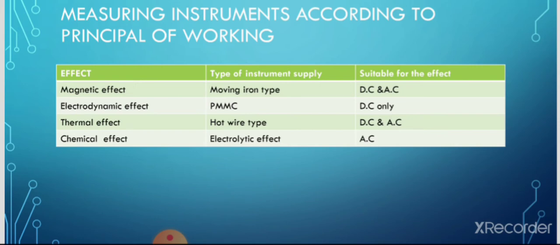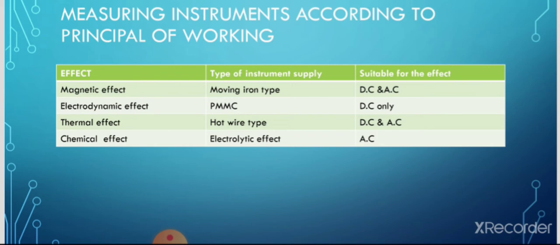We have both AC and DC supply, right? All the instruments can't be used for both AC and DC. So based on its effects as well as working principle, some instruments are used for AC and some instruments are used for DC. The first effect we are considering is the magnetic effect. Magnetic effect exists in moving iron type instruments, and these are suitable for both AC as well as DC. The instruments used are ammeter and voltmeter.